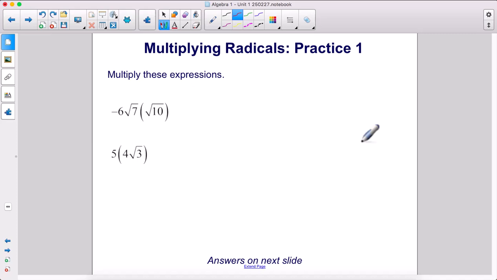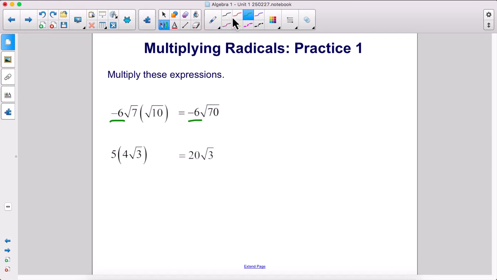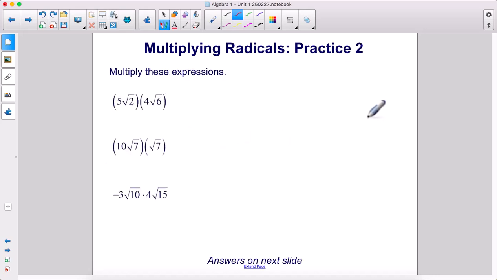Multiply these expressions. Negative 6 times the square root of 7 times the square root of 10. Negative 6 times the coefficient of 1 is negative 6. The square root of 7 times the square root of 10 is the square root of 70. 5 times 4 equals 20 times the square root of 3. So 20 times the square root of 3.